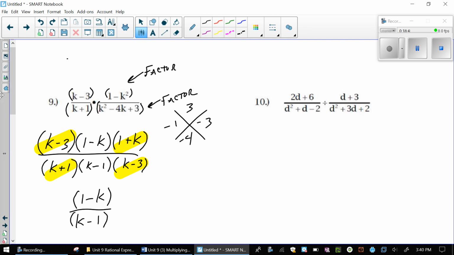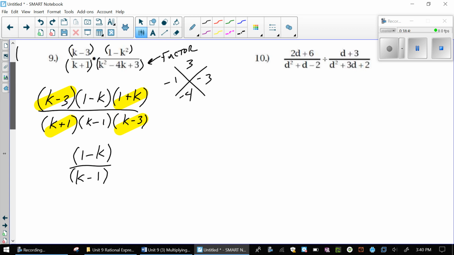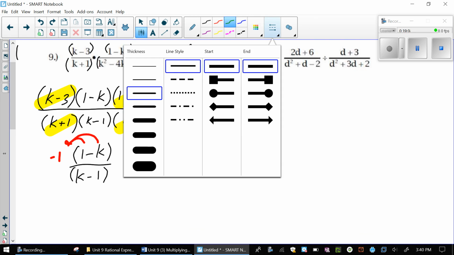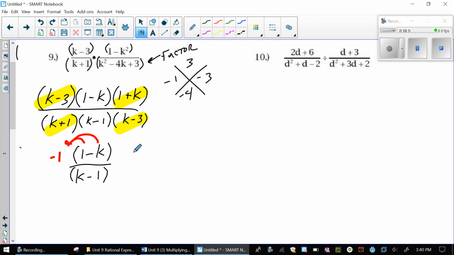But think about what we notice here, and what one of the skills we were working on the last 2 days was: recognizing when we see opposites. So notice the 1's positive, the 1's negative. The k is negative, the k is positive. So here's what we can do. We can take this and we can factor out a negative 1. So what's going to end up happening, check this out. I'm going to put it right over here.